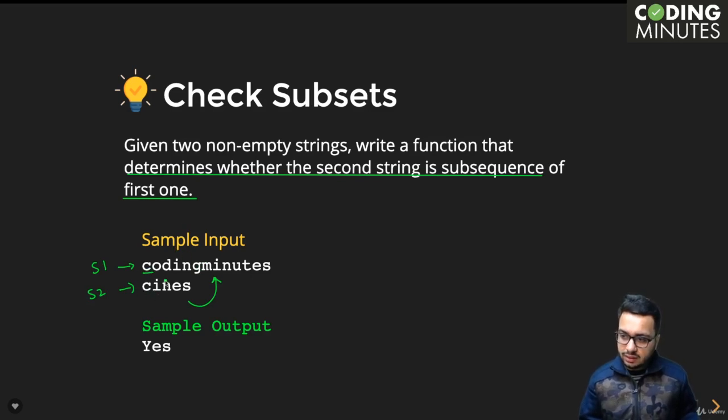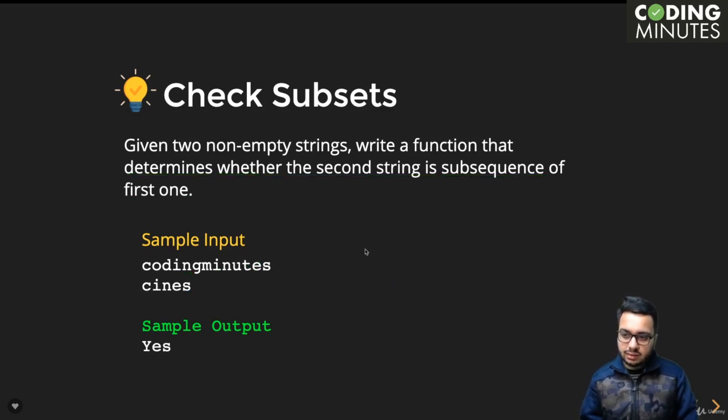So C is there, I is there, N is there, E is there, and S is there. So all of these characters lie in the same order as they lie in this, right? So we can say yes, CEINES is a subset of this particular string.